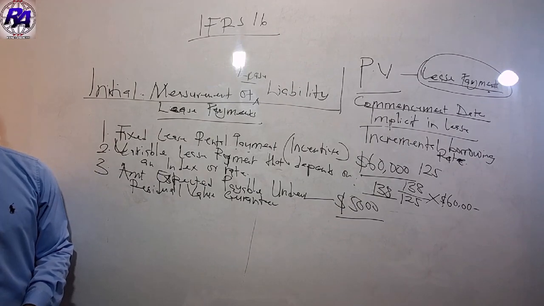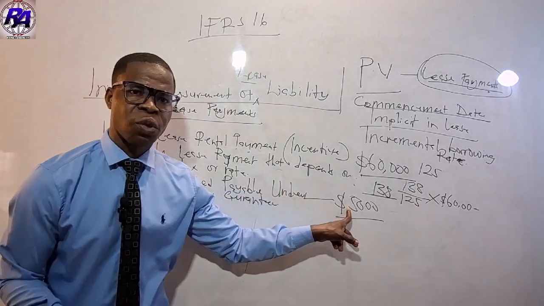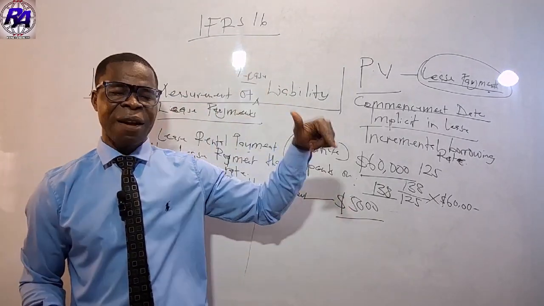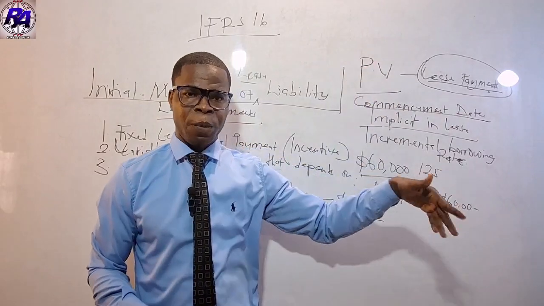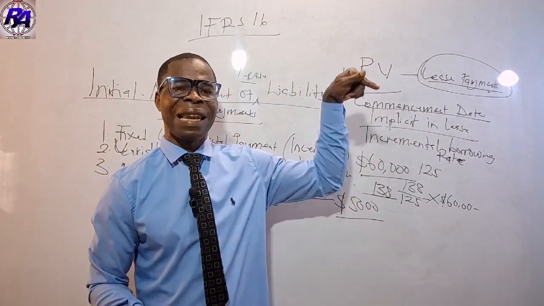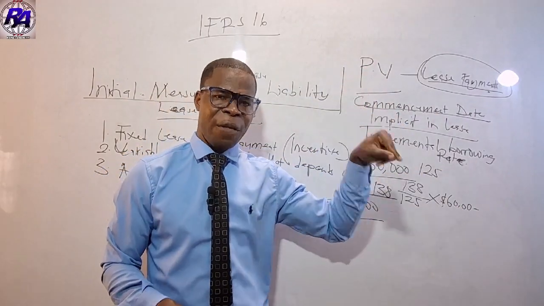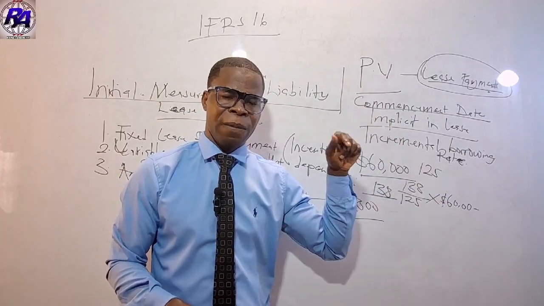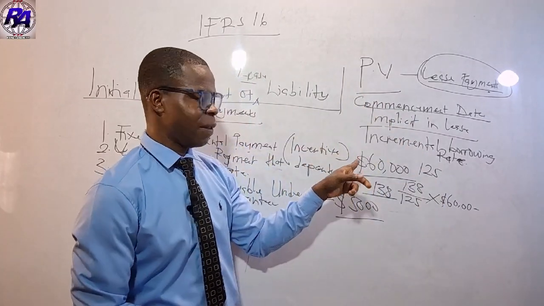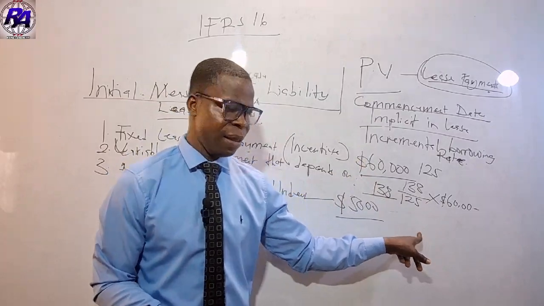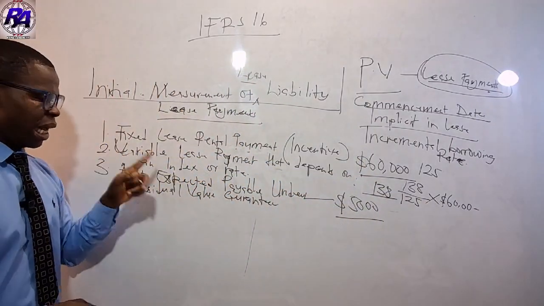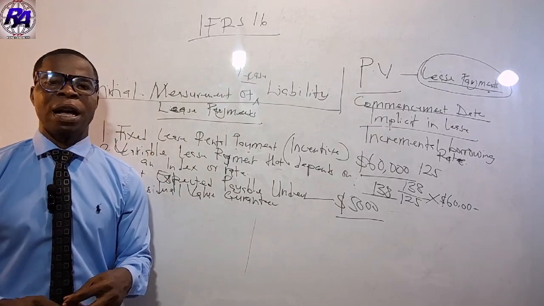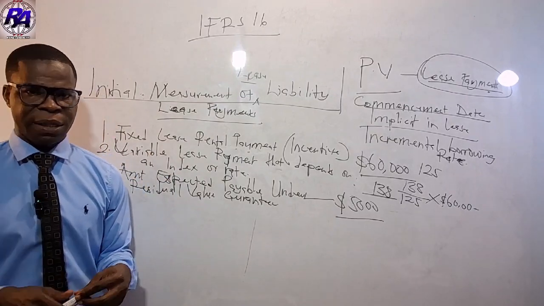Please do not forget that this amount is always treated as the last year figure, because of the present value. We are going to discount them. So this amount should always be treated as the last lease term. So we are looking at 5 years. The fifth year is when this amount will be captured. So that is the amount expected to be payable under the residual value guarantee.